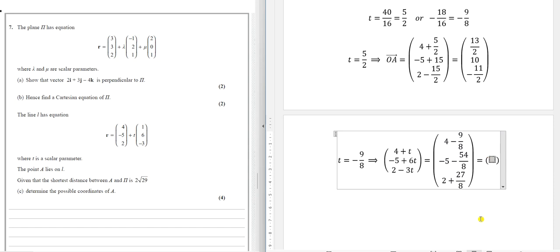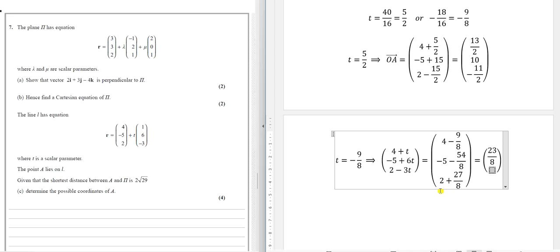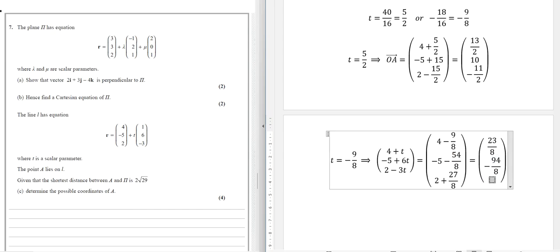And we simplify. 32 eighths minus 9 eighths is 23 eighths. 40 and 54 is 94, so negative 94 over 8. And 16 and 27 makes 43. Might be tempted to do that on a calculator to make sure I'm doing things correctly, but I'm reasonably happy with those numbers. It might be nice to simplify some.